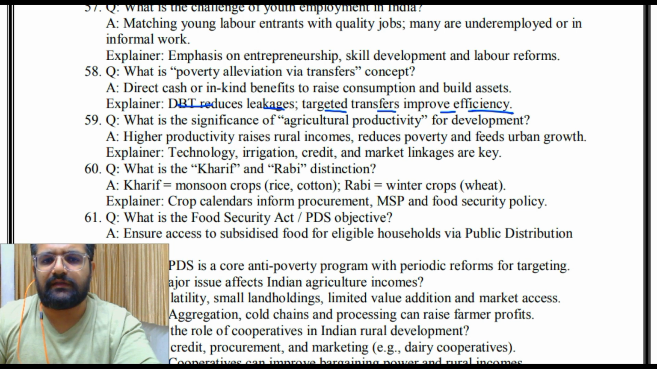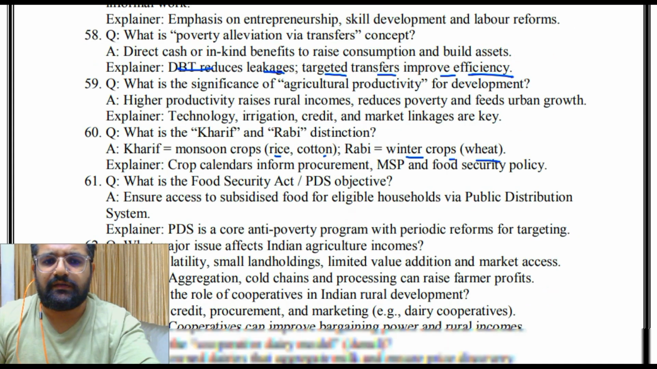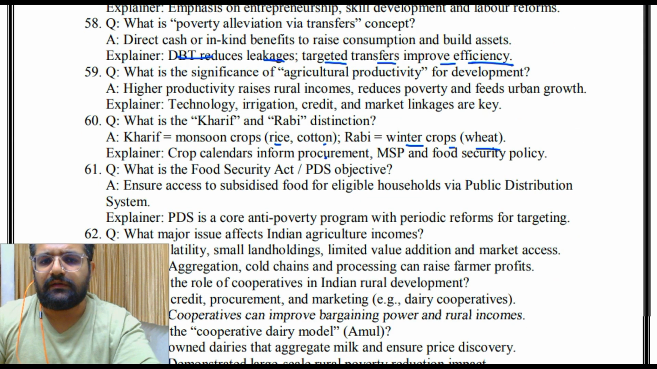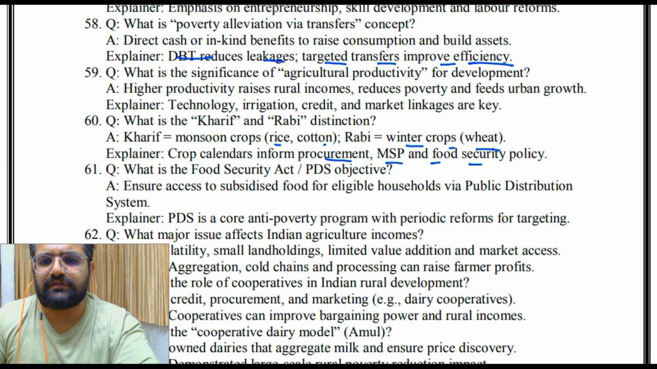Higher productivity raises rural incomes, reduces rural poverty, and feeds urban growth. Technology, irrigation, credit, and market linkages are key. What is the Kharif and Rabi distinction? Kharif monsoon crop, rice, cotton. Rabi winter crop, wheat. Crop calendar informs procurement, MSP, and food security policy.